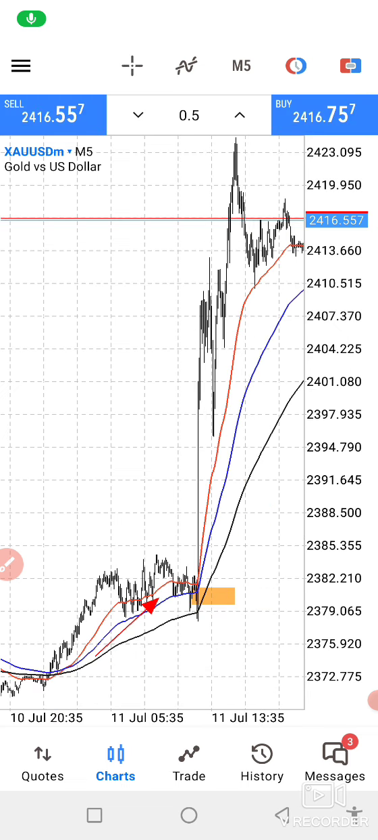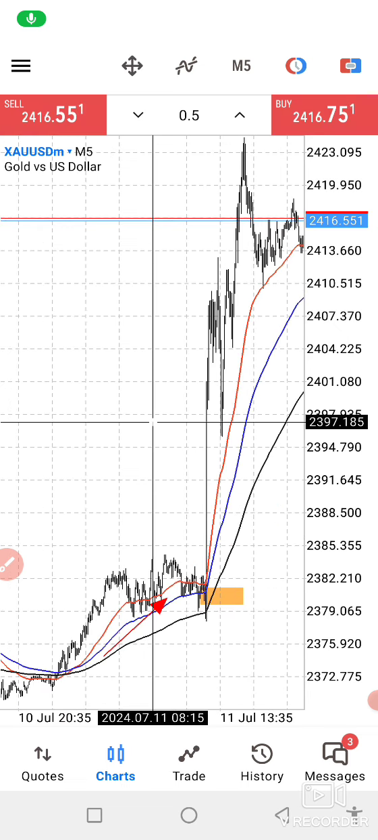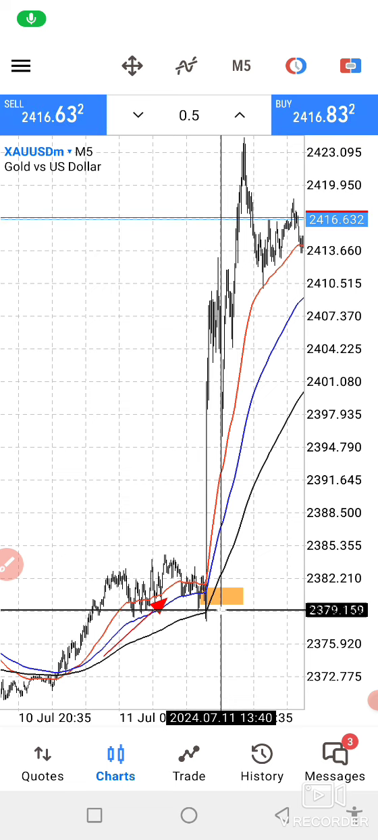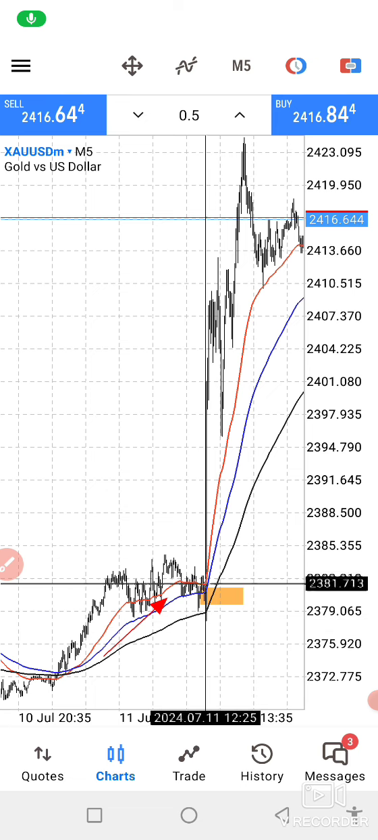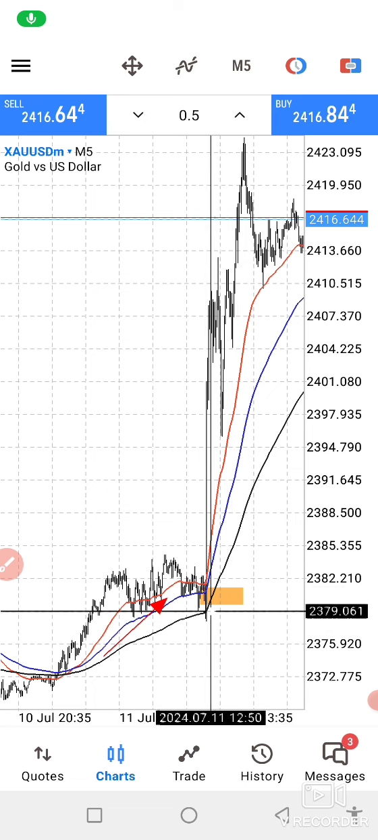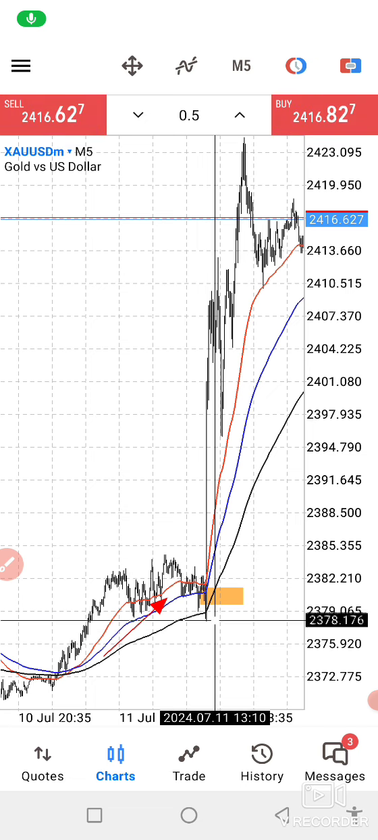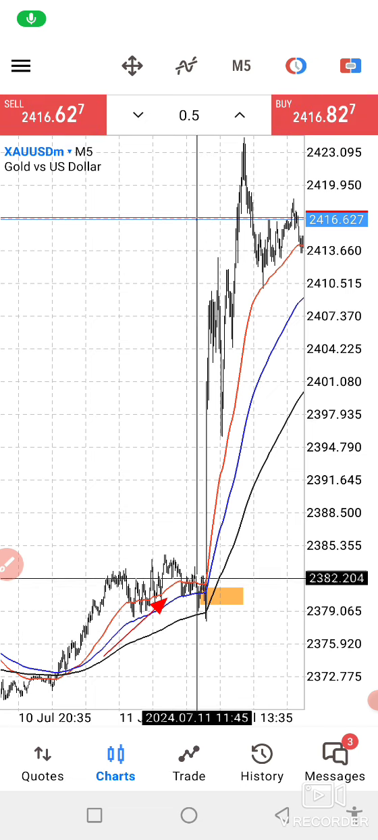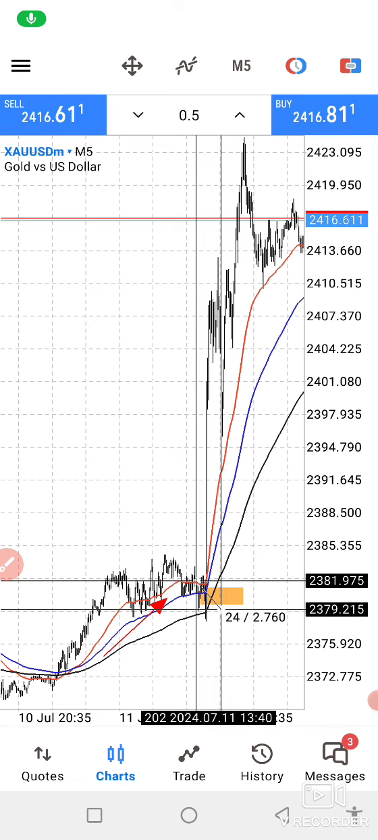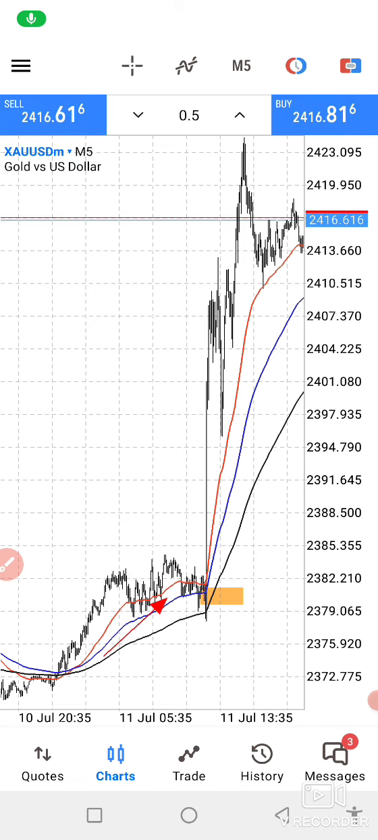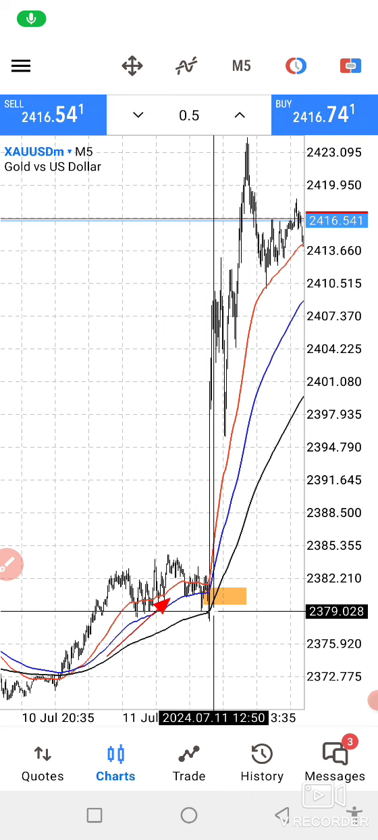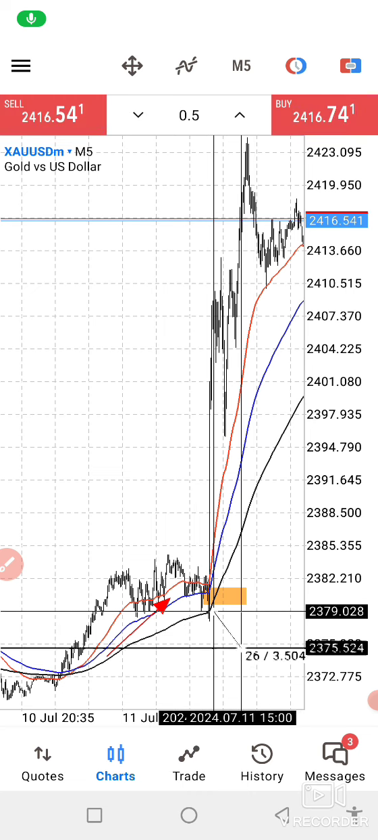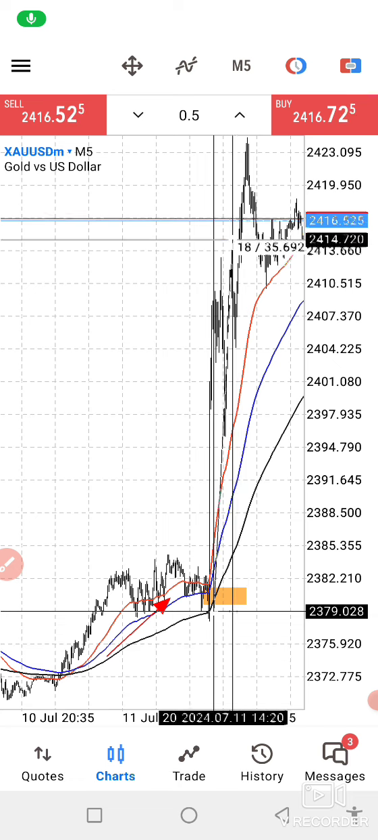I've not mentioned the stop loss. The best idea is to make sure your stop loss is a little bit below the black moving average, since we are buying. Just measure the distance between the red and the black. So this is 3 pips. You give 3 pips away from the black. So 3 pips, and this will be the stop loss.